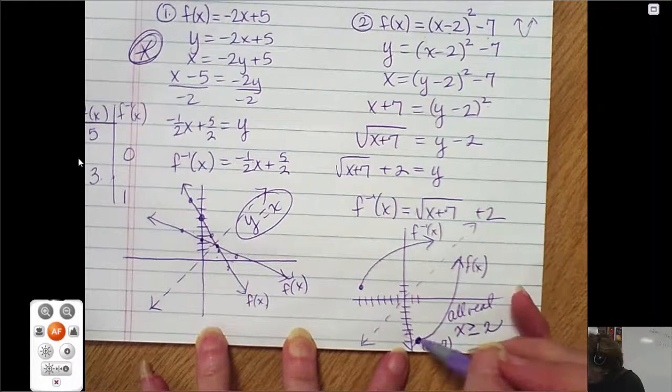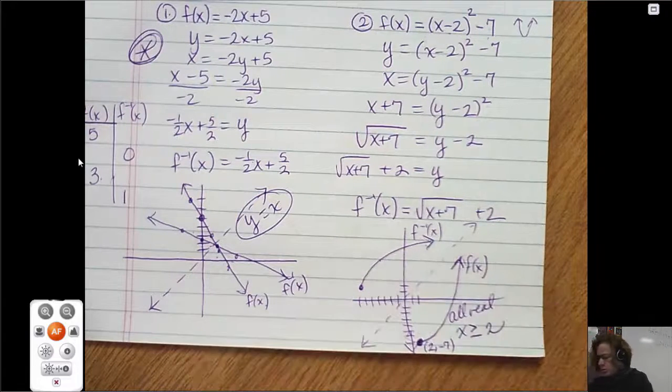So we only graph the piece of the parabola that will allow me to have an inverse, that will make that function one-to-one.